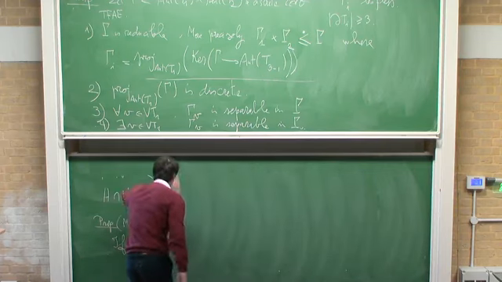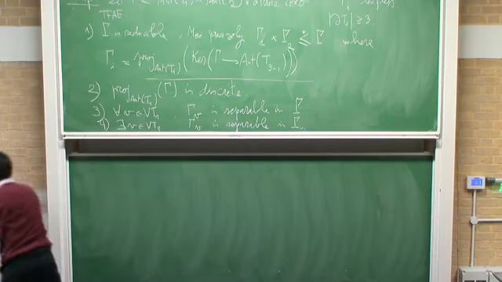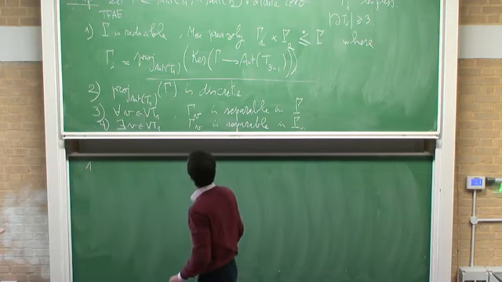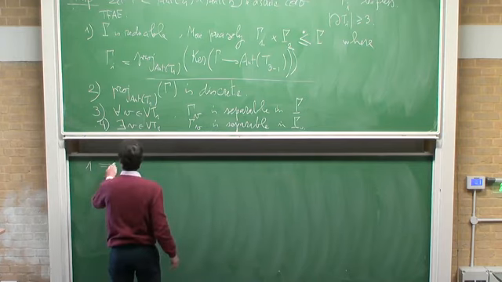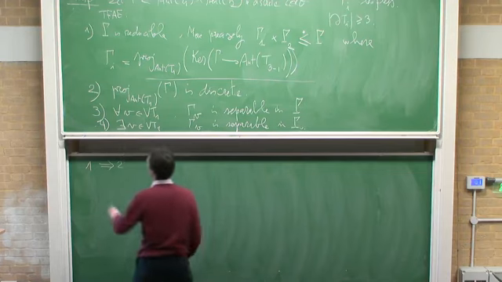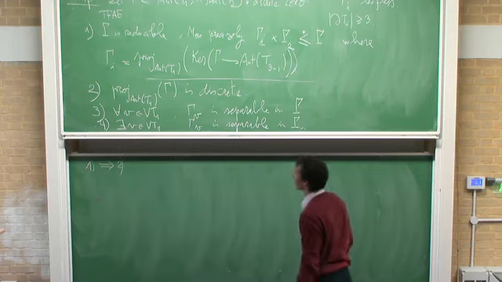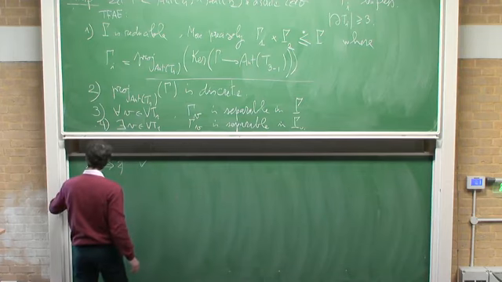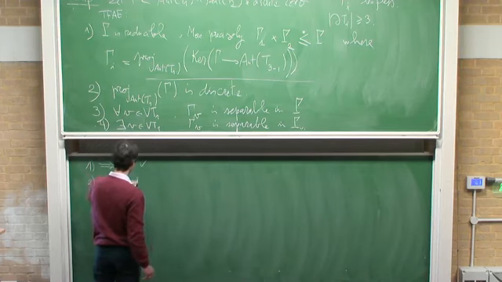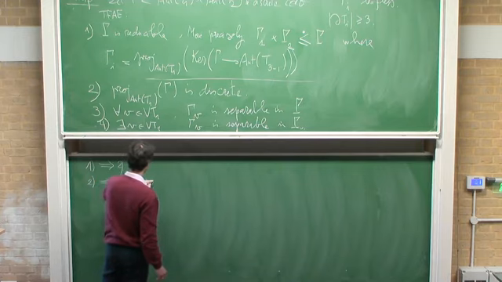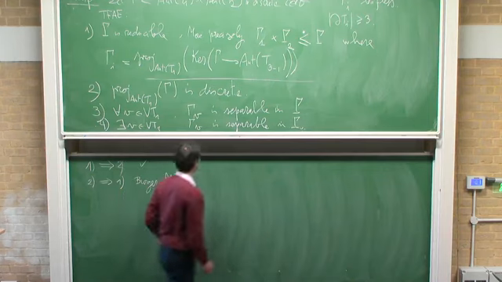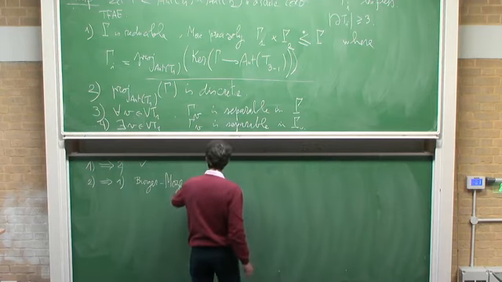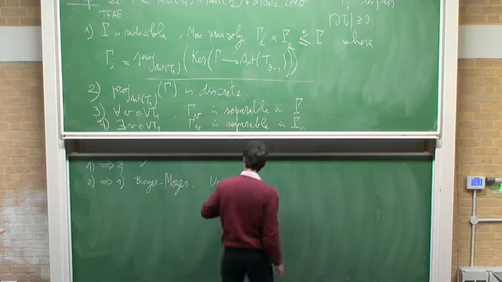So the equivalence between 1 and 2, well, yes, 1 implies 2 is clear. I think that's clear enough, right? And 2 implies 1 was already observed by Martin Schachar. And the point is that you use the general factor lattice for it.